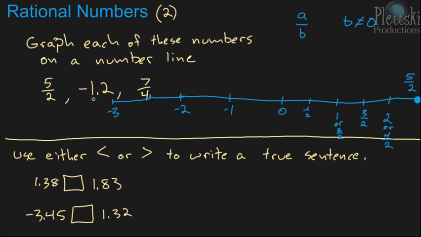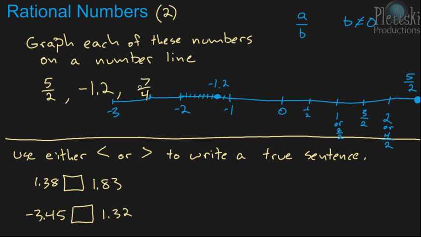Now, negative 1.2. Well, that could be written as negative 1 and 2/10. So if you divide it into tenths, you'd have negative 1 and 1/10, 2/10, 3/10, 4/10, 5/10, 6/10, 7/10, 8/10, 9/10, and then negative 2. So negative 1.2 would be negative 1 and 2/10, which is right there.